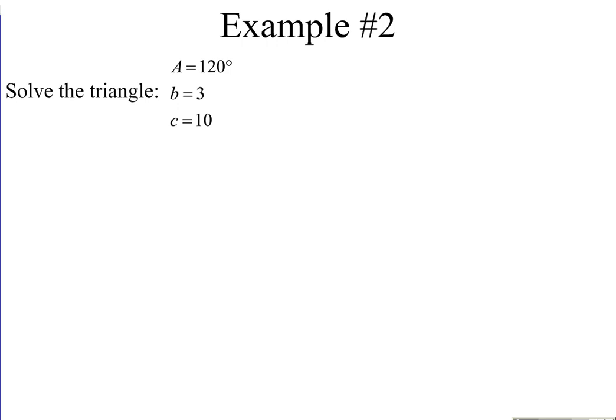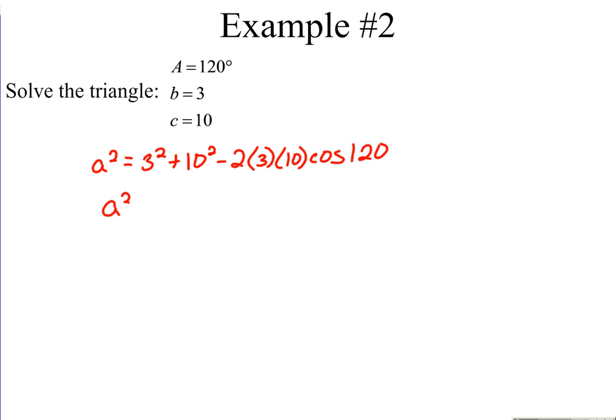The angle that we know is 120 degrees, so that tells us the side that we need to isolate with our formula is the side opposite that angle, which is a squared equals b squared plus c squared minus 2bc cosine 120. Plug all that into your calculator.